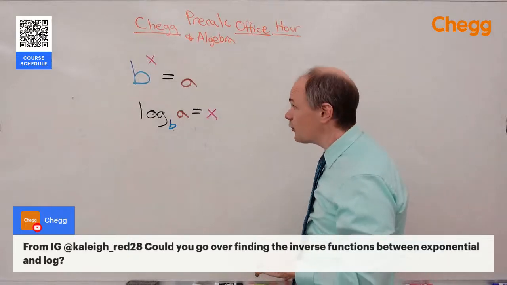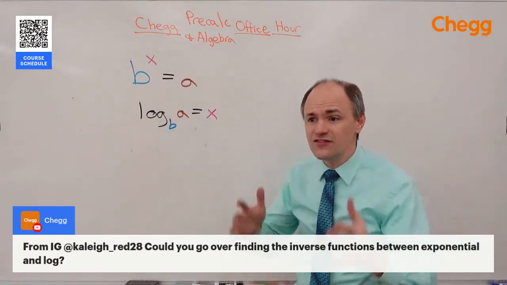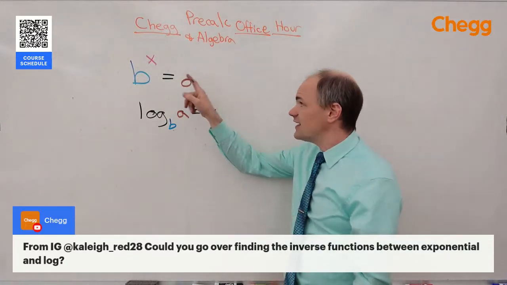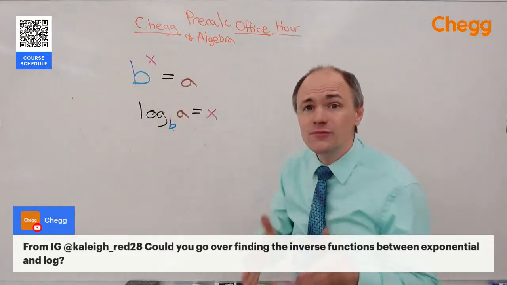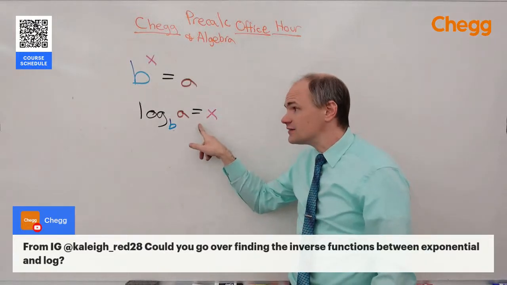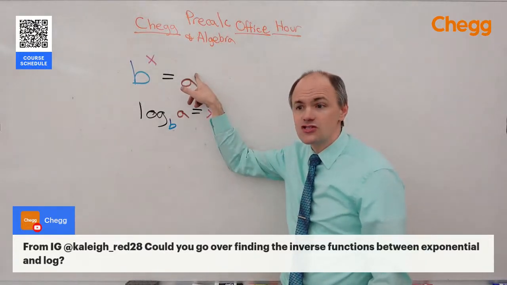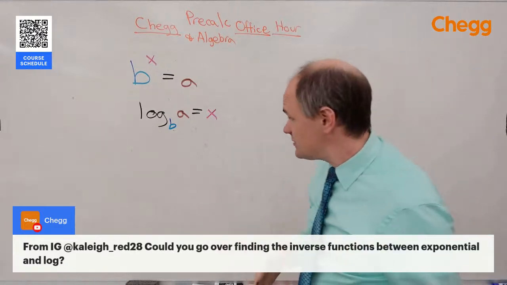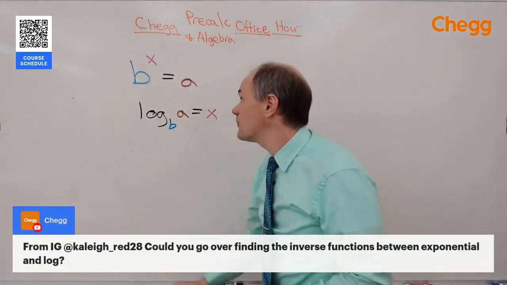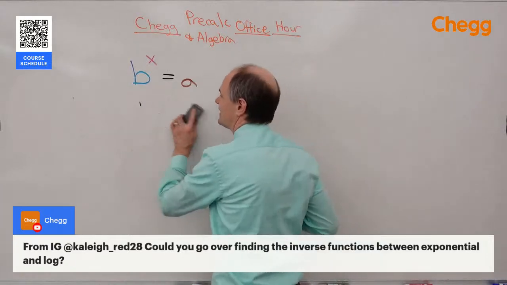This relationship is important because some problems are really difficult to solve as an exponential, so we change them into a log. But some problems are really difficult to solve as a log, so we change it to an exponential. When we change forms, usually it makes hard problems into easier problems. So let's see if we can do a problem that does exactly that.